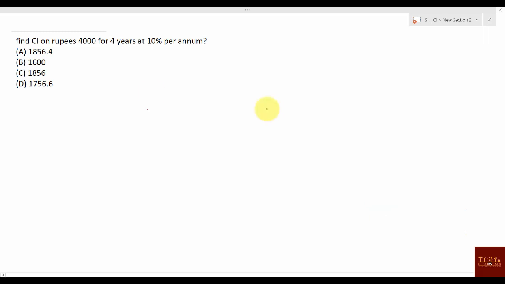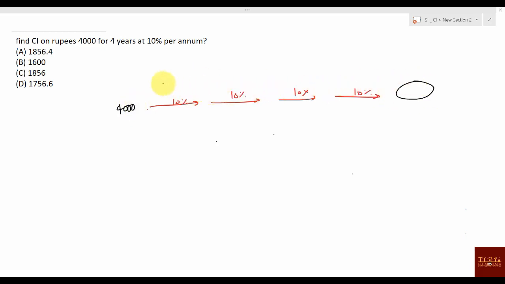How will you find actually? This question says that you have to find CI on rupees 4,000 for 4 years at the rate of 10% per annum. You can pause the video and then solve it and get the answer. So how will you be solving it? You will say that here 4,000 will be there. You will be getting amount here, amount here, amount here, amount here. You will be getting some final value here. You will be getting the difference and then you will be getting the answer, right?